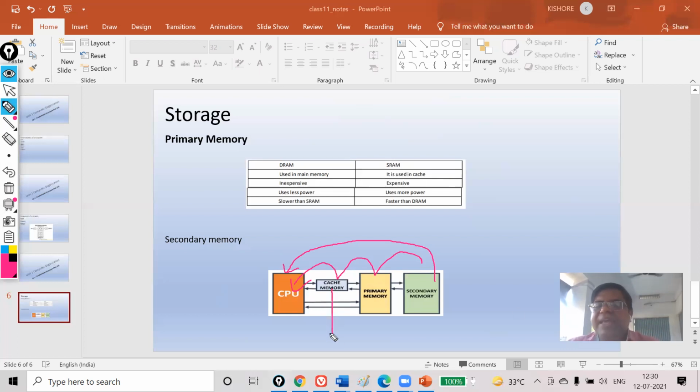Your cache memory will do the same, my dear. If the cache memory already has the instruction, it will deal with it directly. It will not let this go to the CPU, so that the load on the CPU will be less. I hope you have understood cache memory also.